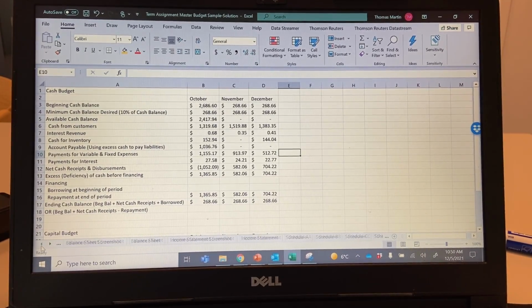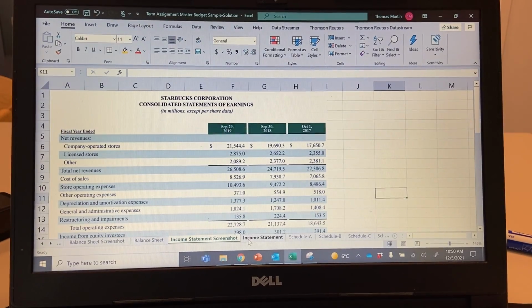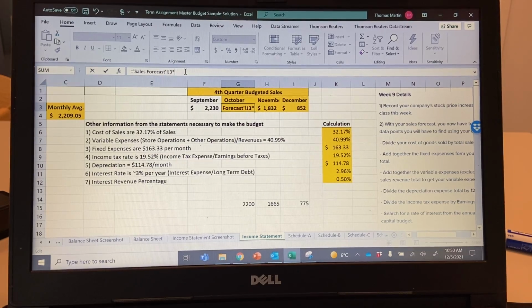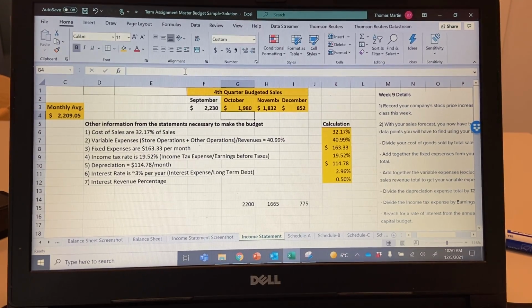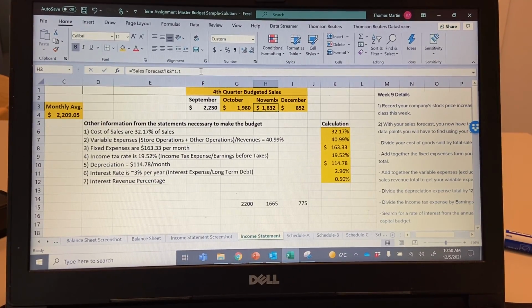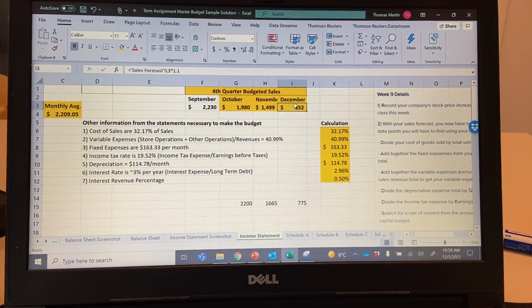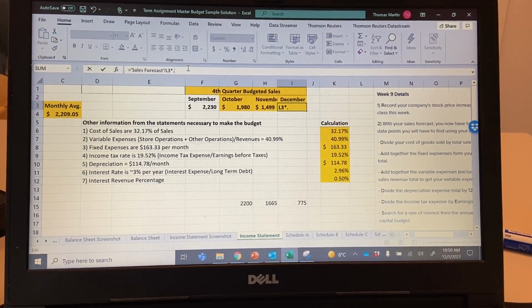And then you come back to your income statement and we do the opposite. So now we're going to do a 10% decrease. I'm going to go 0.9, multiply my sales forecast again by 0.9, and then again by 0.9.